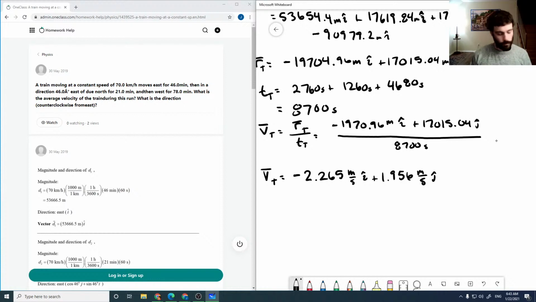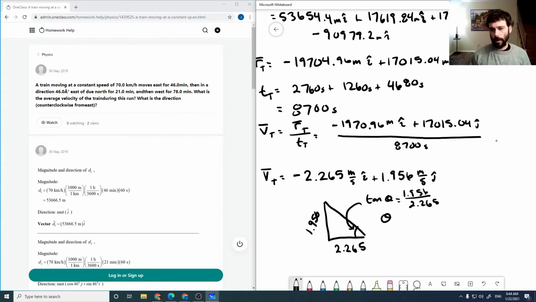And so the angle, just to sketch this out here, so we've got 2.265 in here, 1.956 in here. So then this angle is, so tan theta is equal to opposite over adjacent, so 1.956 over 2.265, which leads to theta equals 40.81.